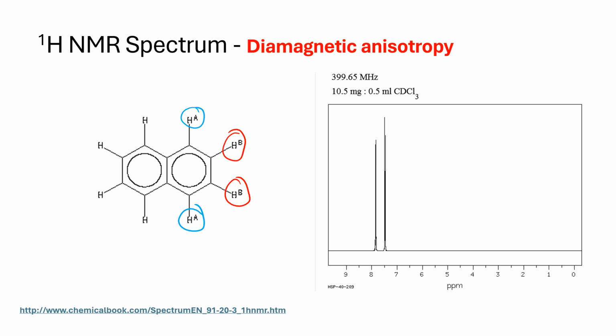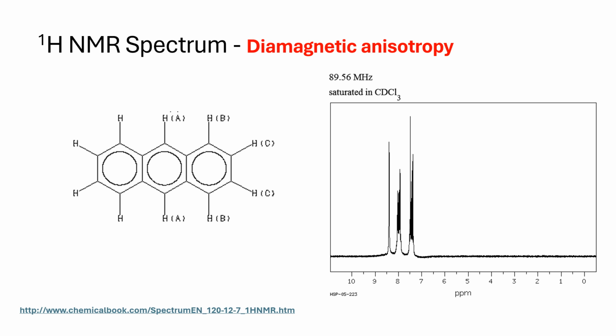A couples to B, they are within three bonds. So it's a doublet. This is small, but you can see it's a doublet. And B also, so remember A couples to B, B couples to A, so this is a coupling constant, right? J_BA, and this should be the same. The point is that these two B's are the same, so they are homotopic. They do not split each other. So B feels only A. So that's a doublet. Okay.